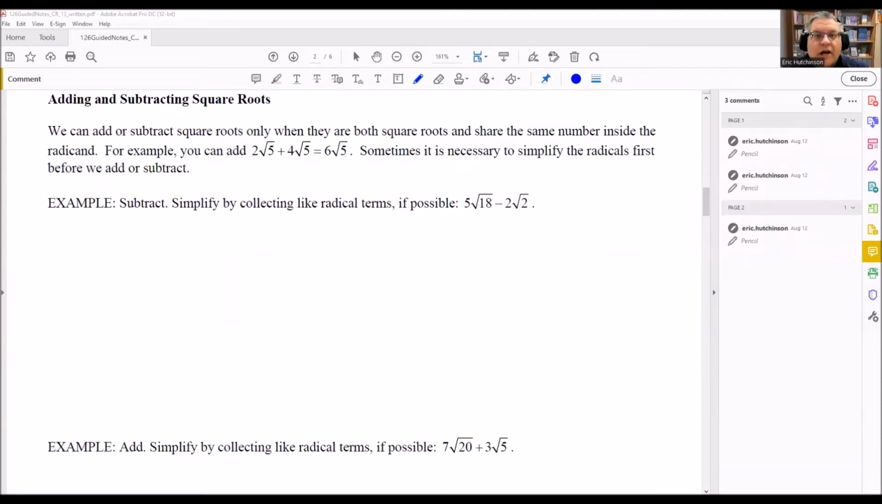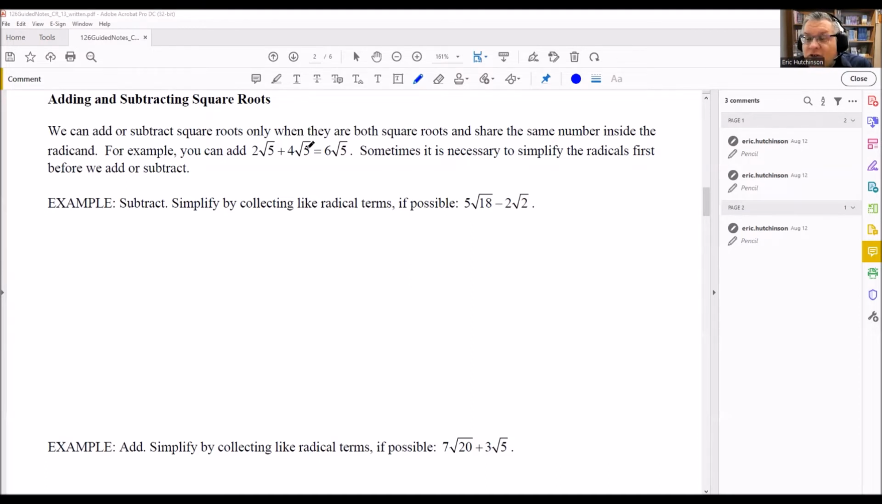When you want to add or subtract square roots, you have to make sure that the number inside the square root is the same. And then we will have common square roots that we can combine together. For example, here we have 2 square root of 5 and 4 square root of 5. Since they're both square root of 5s, we are allowed to combine those together. So we just add the 2 and the 4, makes 6, and then you just put the square root on the end there.